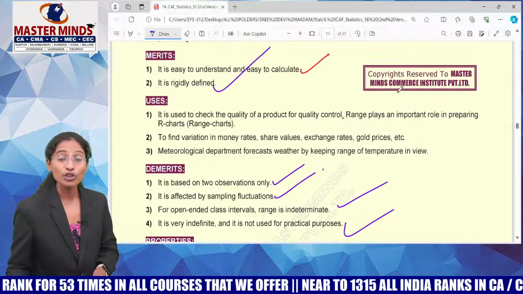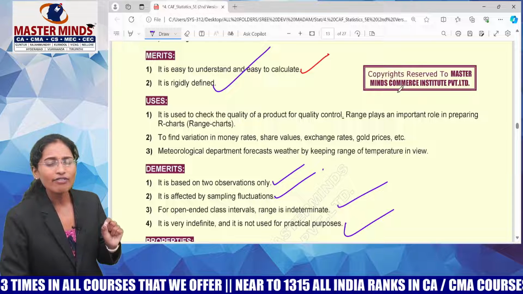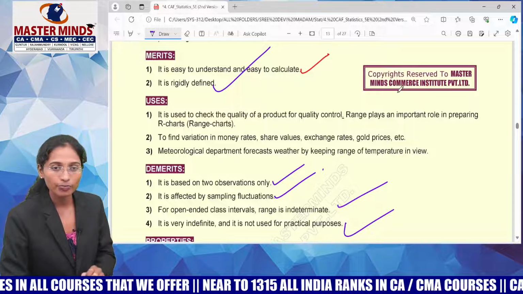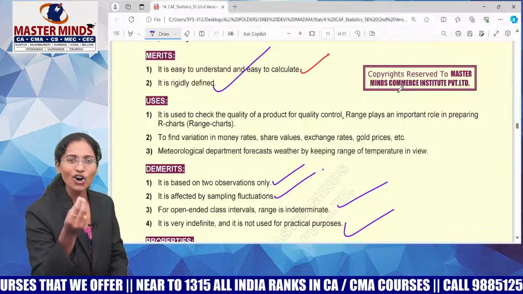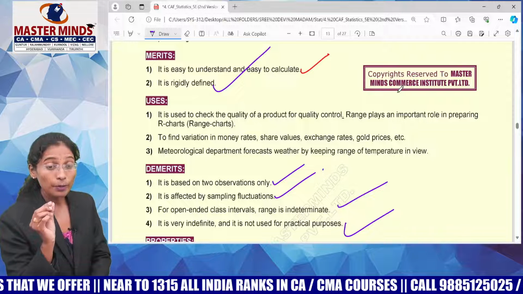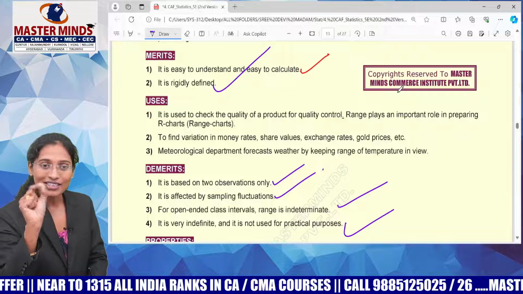Now let's talk about the uses of range. Guys, you might be aware of the word range chart. When it comes to any equipment or anything, you will find tested OK as a symbol.